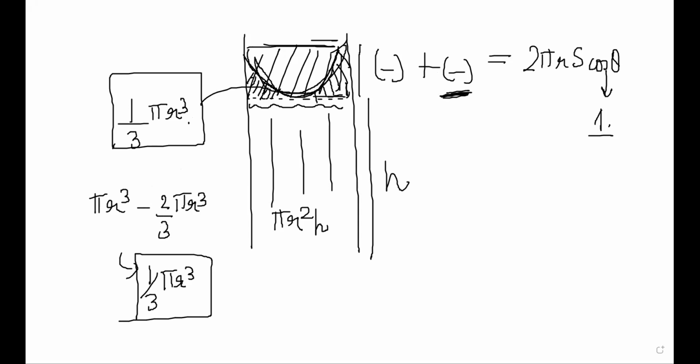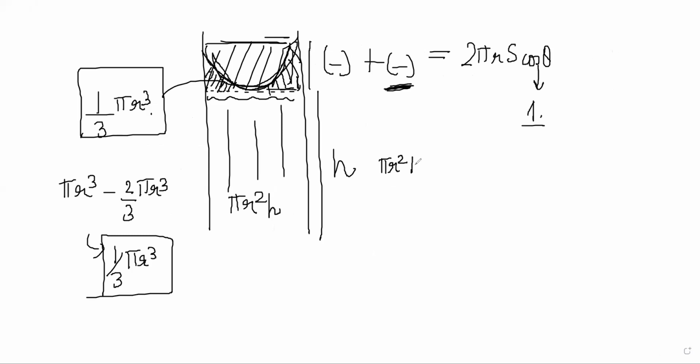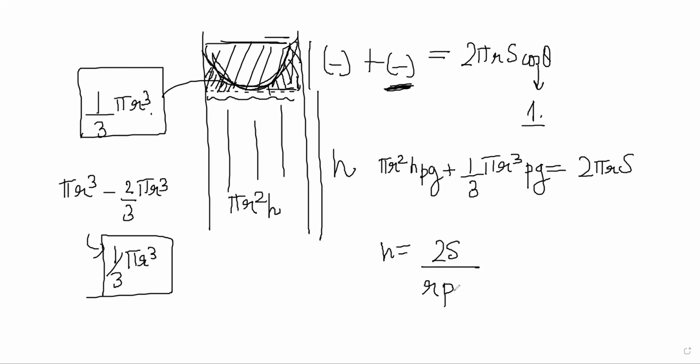So eventually what will happen is pi r square h rho g plus 1 by 3 pi r cube rho g should be equal to 2 pi r s. And from here you will get h, right? h finally comes as 2s by r rho g minus r by 3.